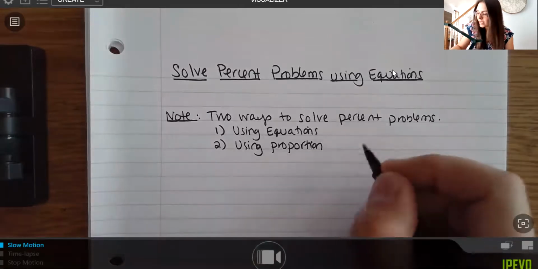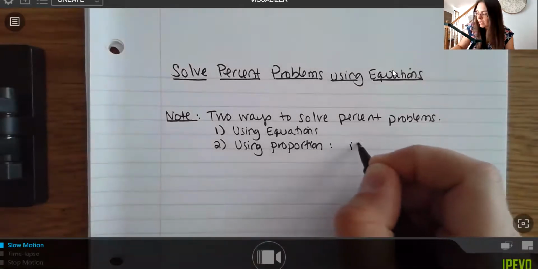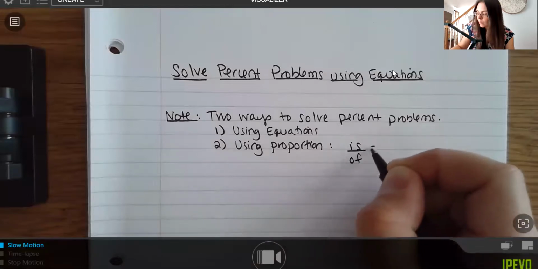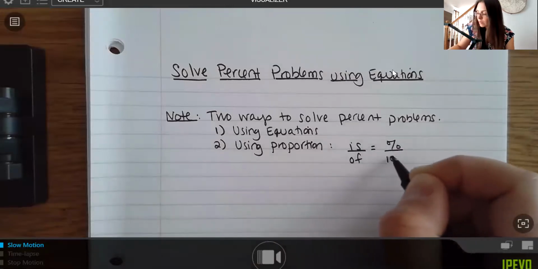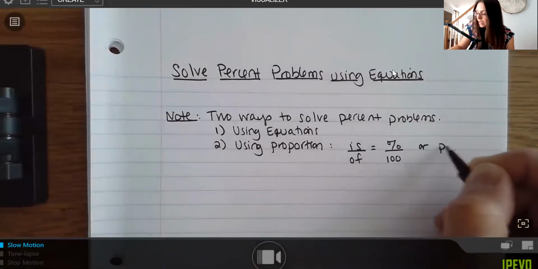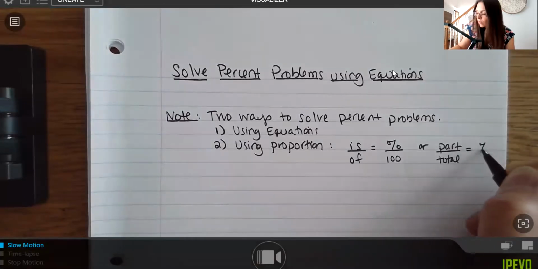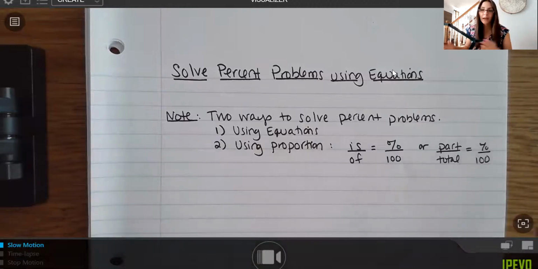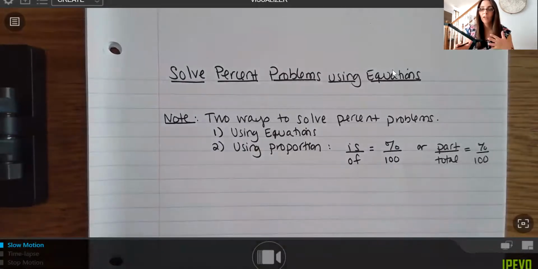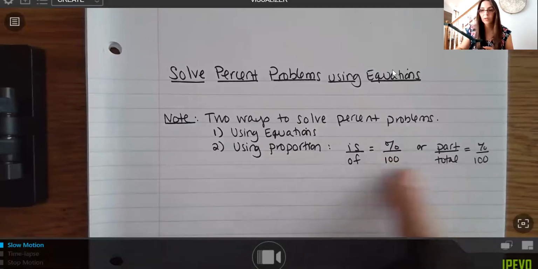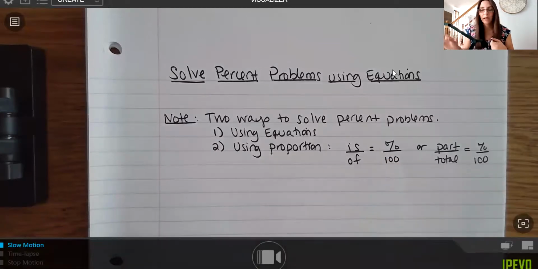And it sort of uses the idea of is over of equals the percent over 100, or I've also seen it as part over total equals percent over 100. So that's the basic setup for how to solve percent problems using proportions. It works very nicely for the pretty straightforward problems. It gets a little bit more complicated when we start doing things like percent increase and percent decrease, but it is possible to do it.